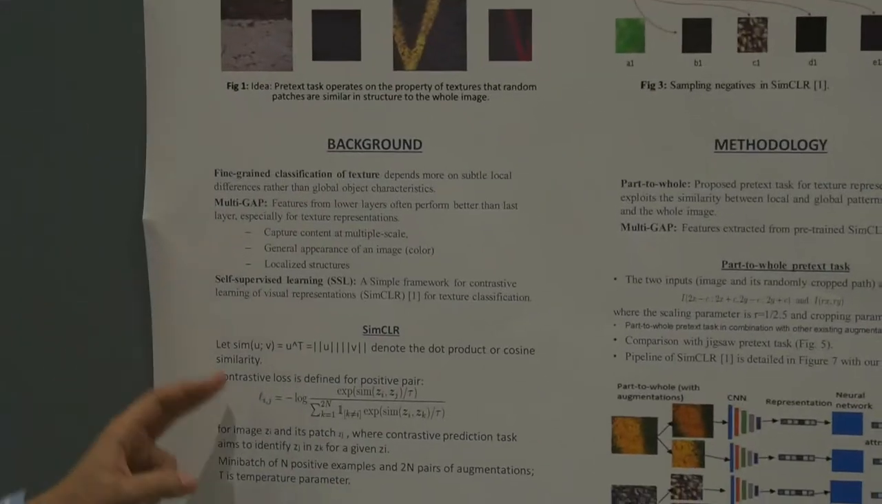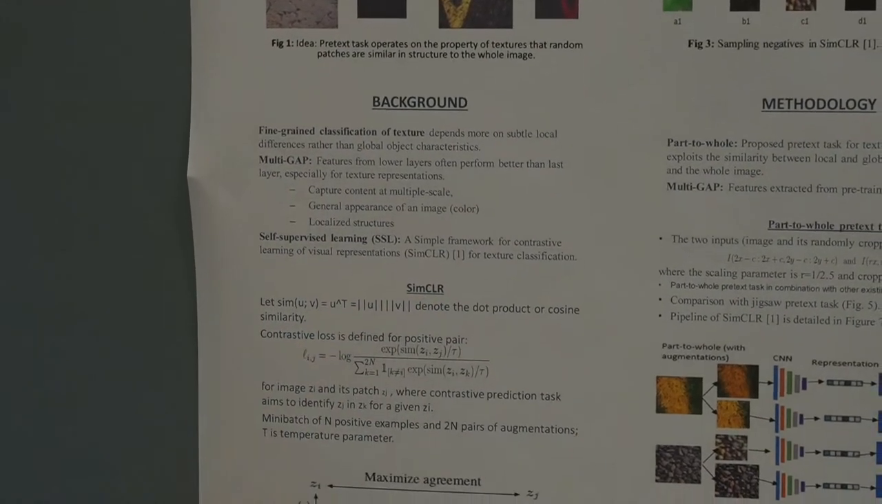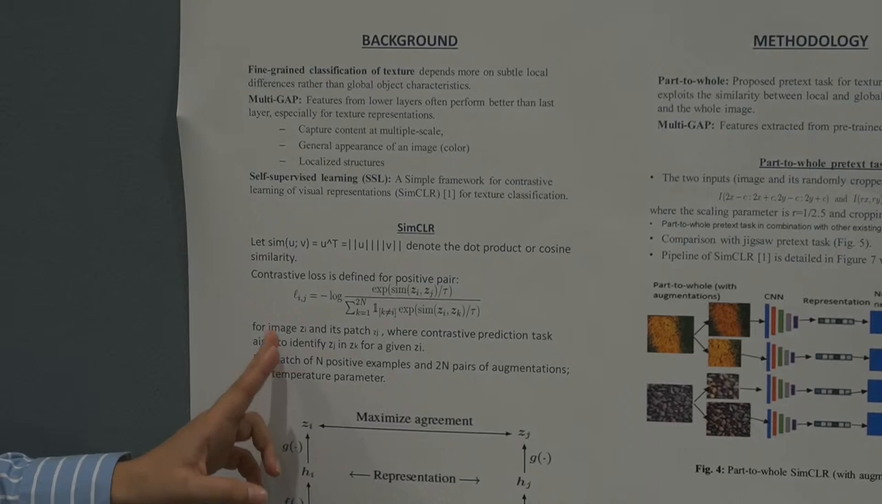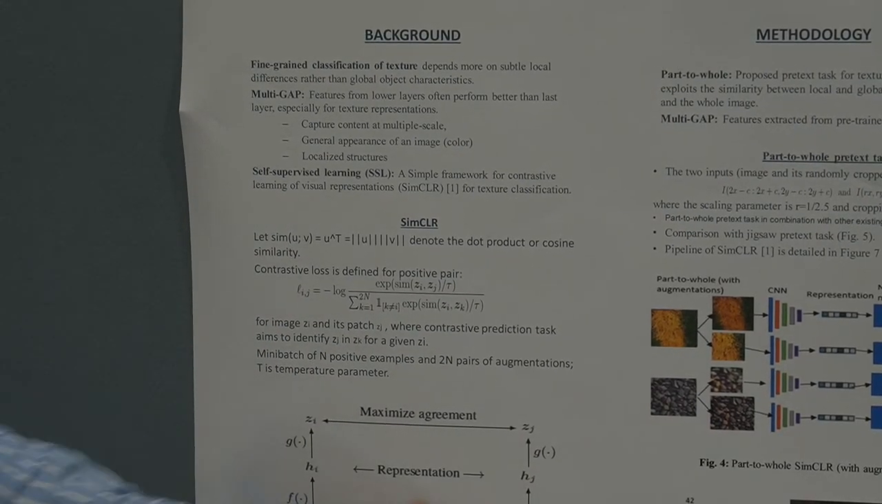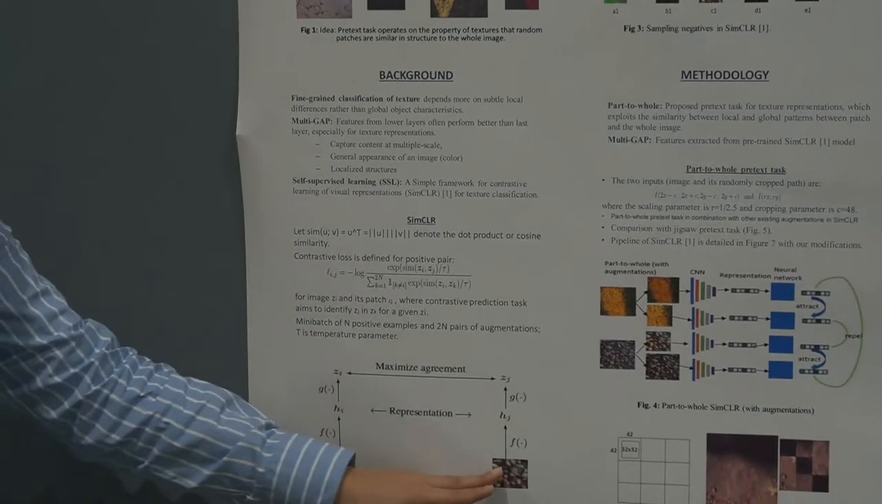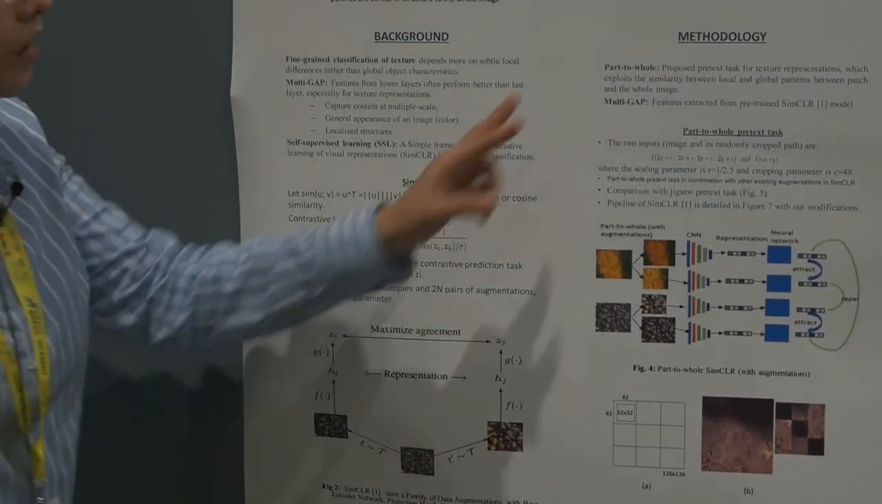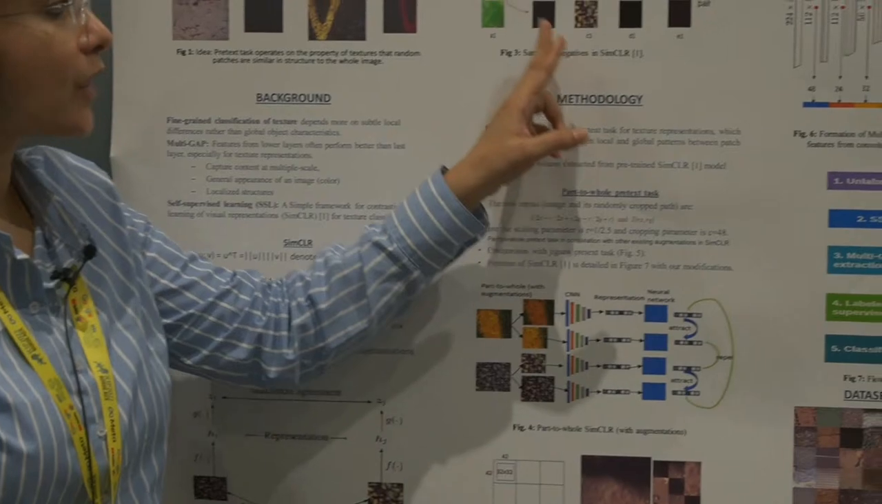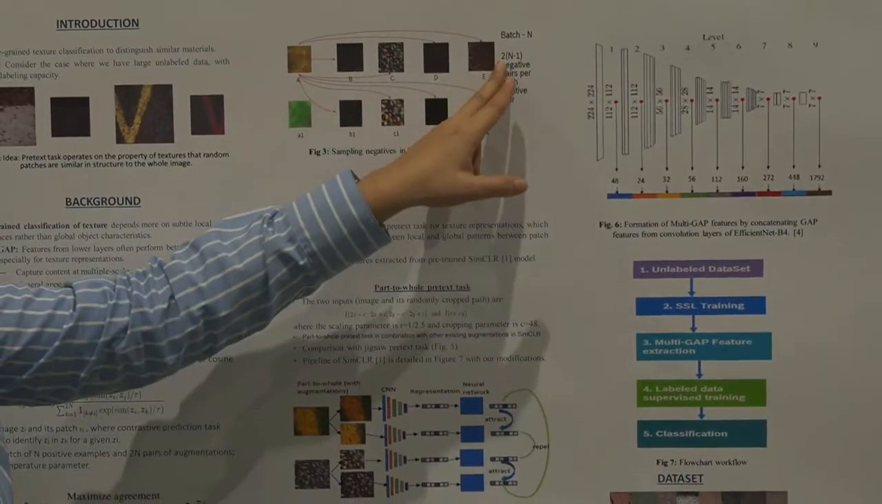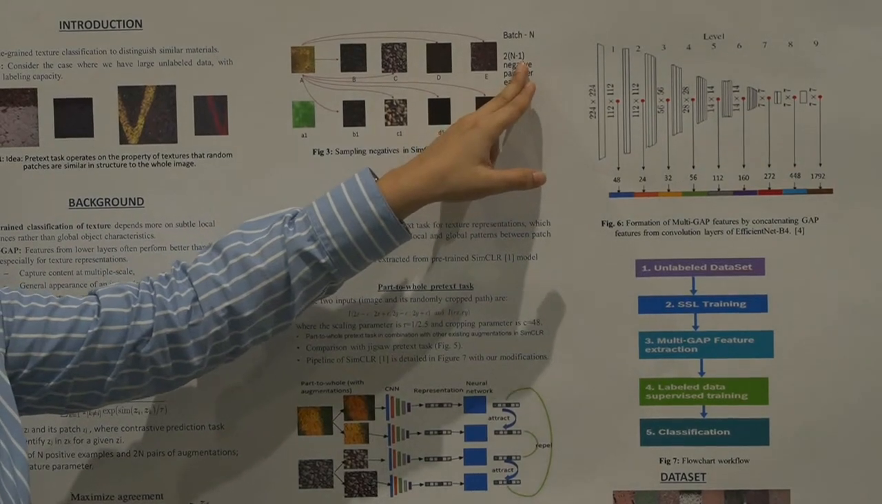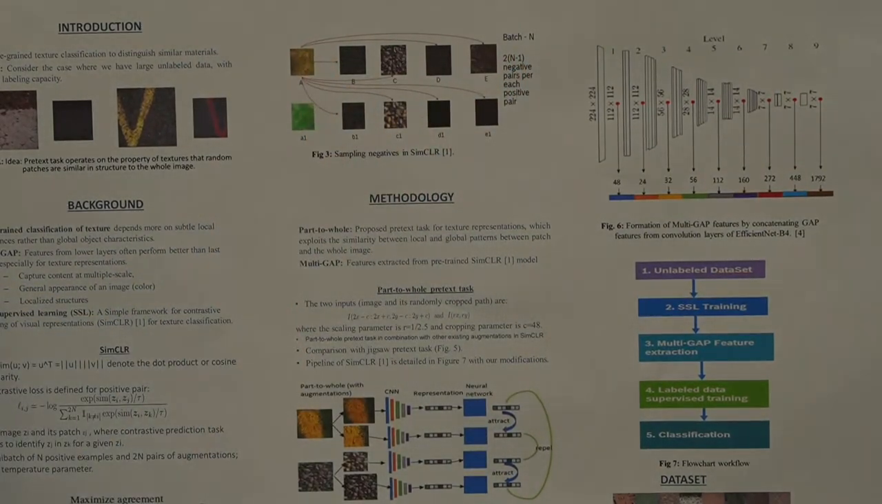These two ideas are used in the SimCLR framework, which is based on a similarity contrastive loss. If we take a source image and apply different data augmentations, these two must be similar to each other. Whereas if we sample negatives, for example, if we have a batch of size n, we sample 2n minus 1 negative pairs, which must be dissimilar to each other.